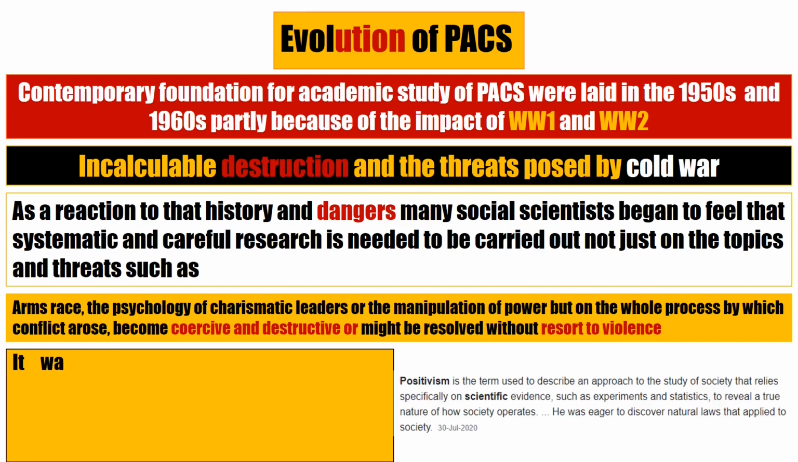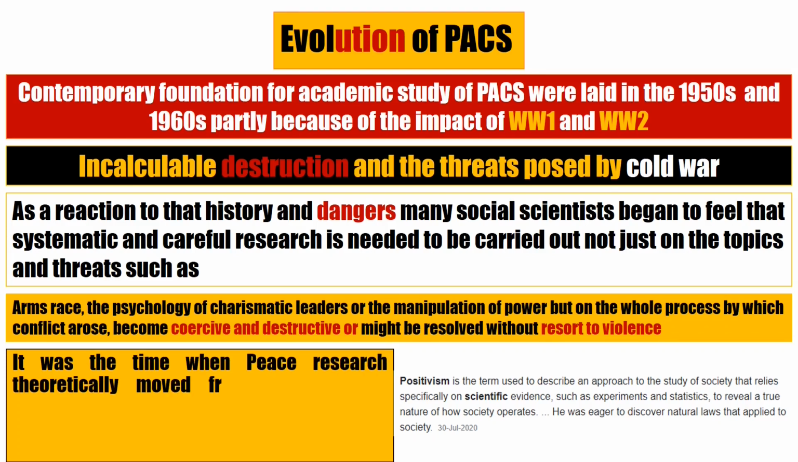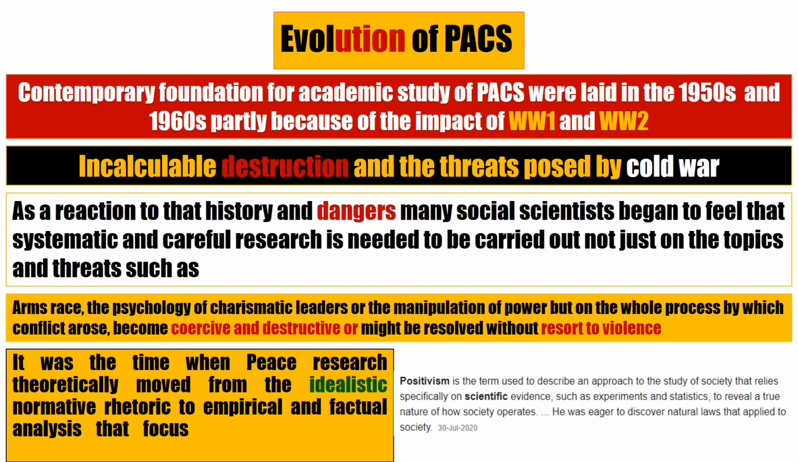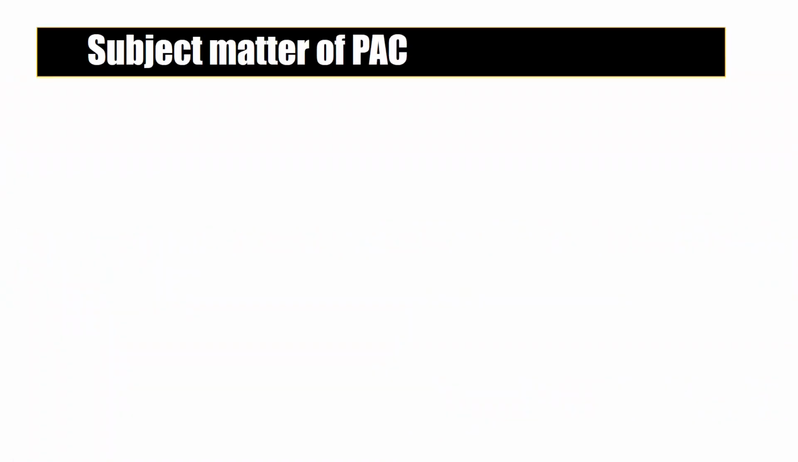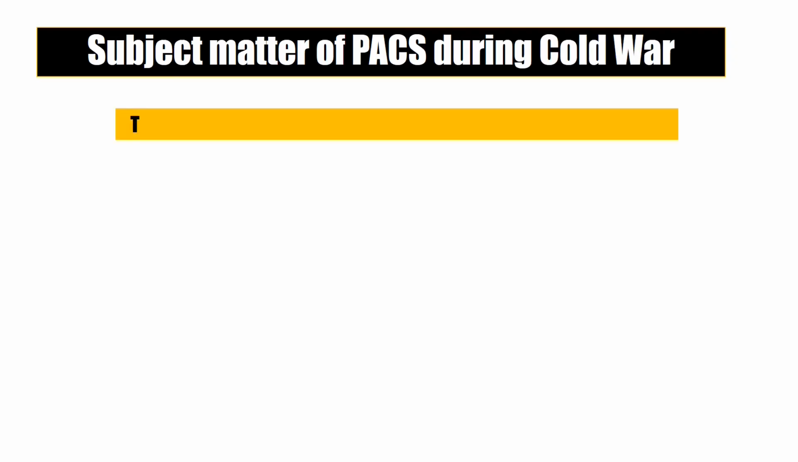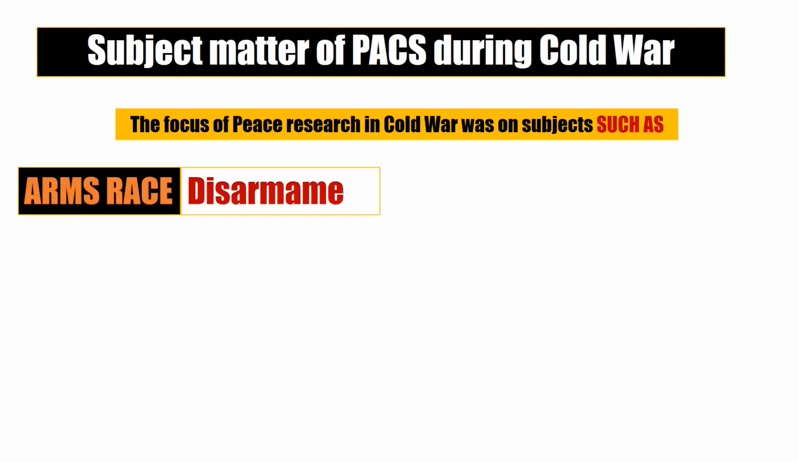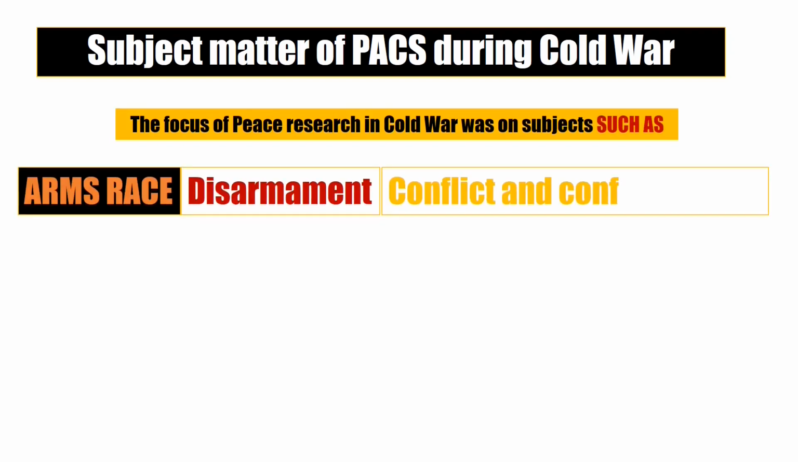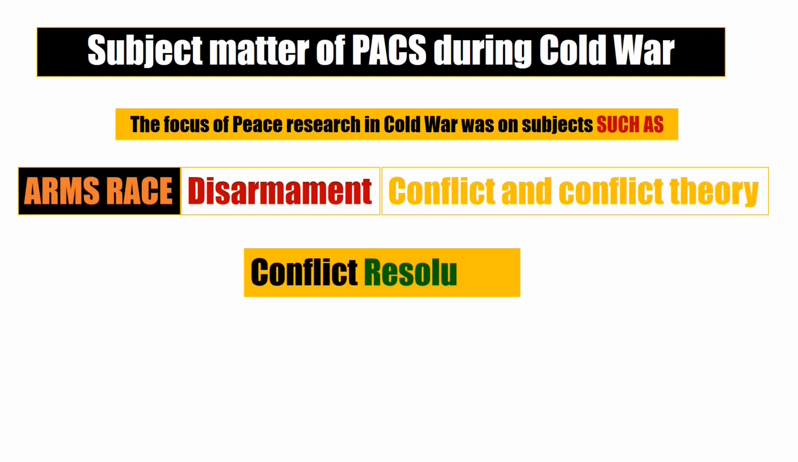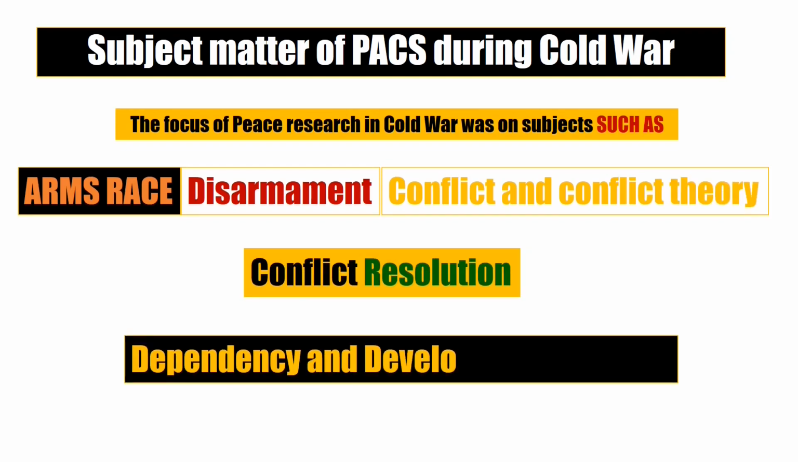It was the time when peace research theoretically moved from the idealistic normative rhetoric to empirical and factual analysis that focuses on social science positivism. Subject matter of peace and conflict studies during Cold War. The focus of peace research in the Cold War was on subjects such as arms race, disarmament, conflict and conflict theory, conflict resolution, dependency and developmental issues.